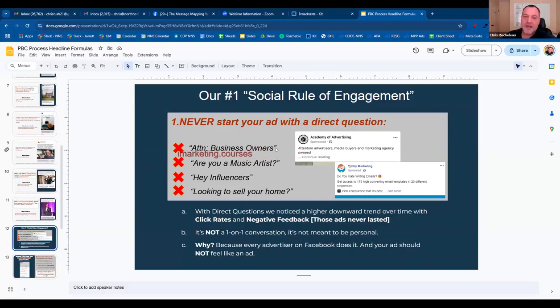So the main thing is not to make this look like an ad. And how does it look like an ad? When you're doing these direct call outs, right? Attention coaches or business owners, are you, or hey, common bond, these are all directly speaking to them, right? Realtors looking to sell your home, they always cause a lot more negative feedback. And that negative feedback causes your ad scores to tank, right? So just keep this in mind.